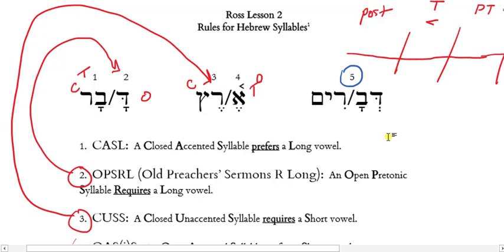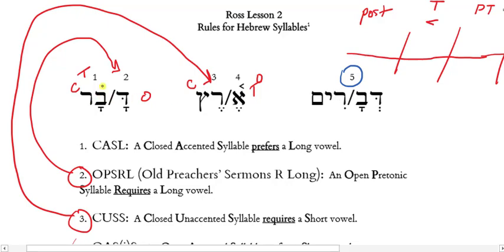This is where we learned the "old preacher sermons" are a long rule: open pretonic syllables require a long vowel. And the "cuss" rule: closed unaccented syllables require a short vowel. I had asked you to memorize these two rules, and we've stated these in the context of our class over and over again, probably sufficiently for you to remember them even without a concerted effort. But hopefully you've actually spent some time trying to memorize these.